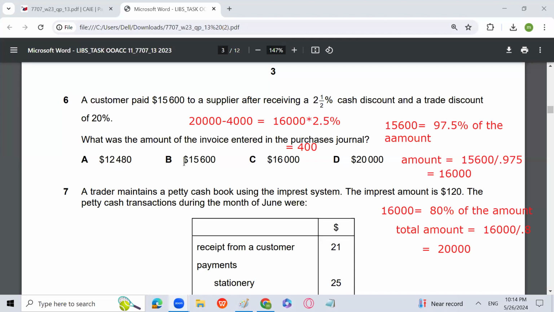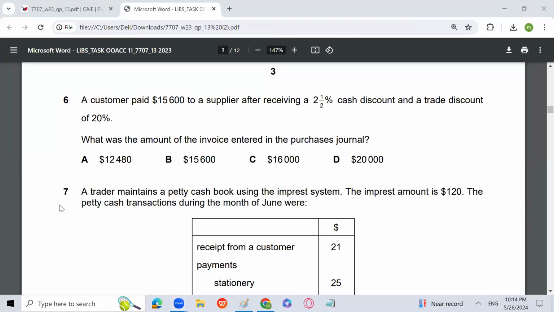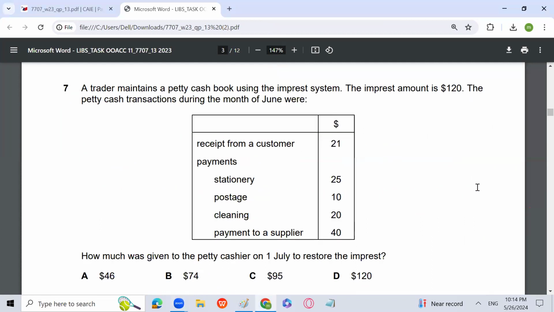So this MCQ was a little technical as compared to what I was expecting. A trader maintains a petty cash book using the imprest system. The imprest amount is $120. The petty cash transactions during the month of June were receipt from a customer 21, payments: stationery, postage, cleaning, payment to supplier 40. How much was given to the petty cashier on 1st July to restore the imprest?